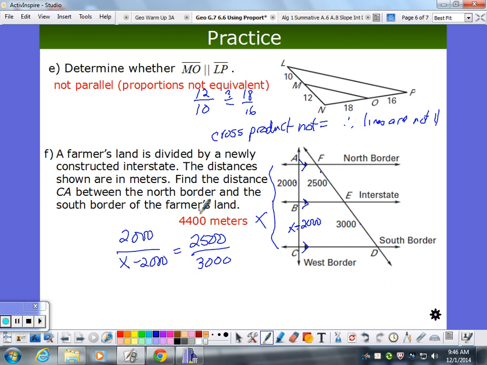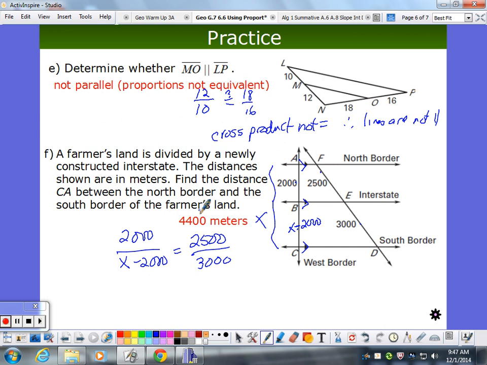Yes? In the U.S., isn't it illegal to put an interstate through someone's land? I have absolutely no idea. Maybe it's like an anarchy country. Yeah, Joseph?